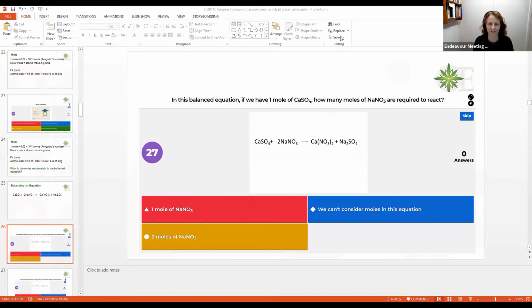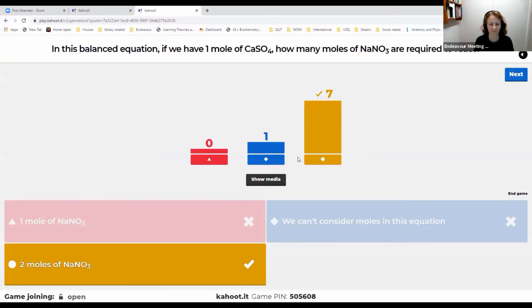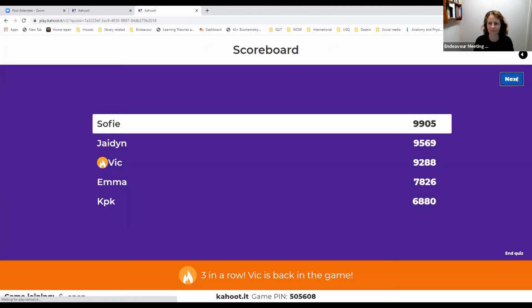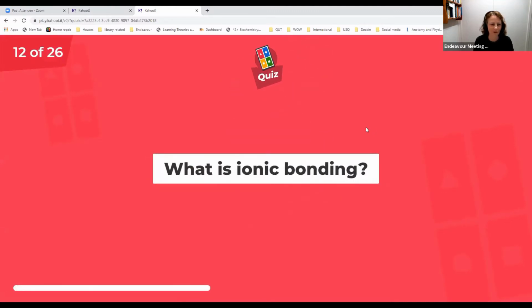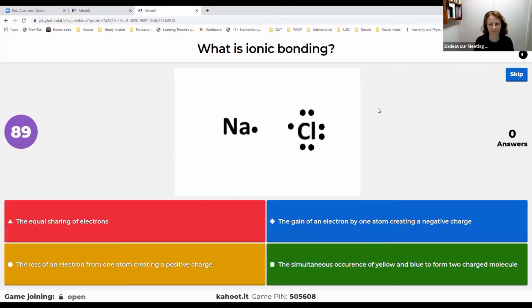Okay, back to Kahoot. Next question. What is ionic bonding? So is it the equal sharing of electrons, the loss of an electron from one atom creating a positive charge, the gain of an electron by one atom creating a negative charge, or is it the simultaneous occurrence of the yellow and blue answers forming the charged molecule?